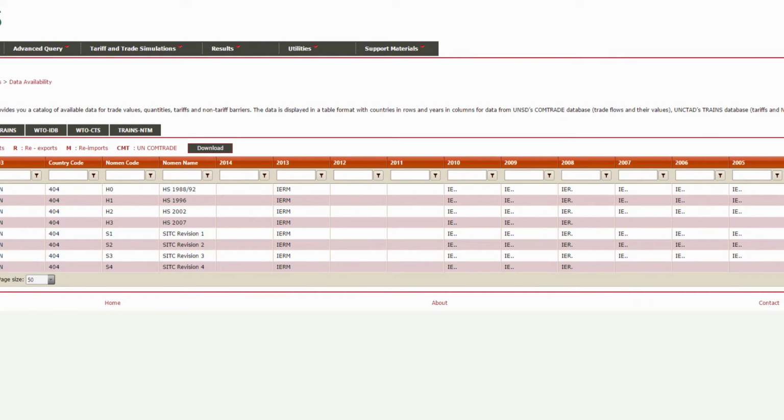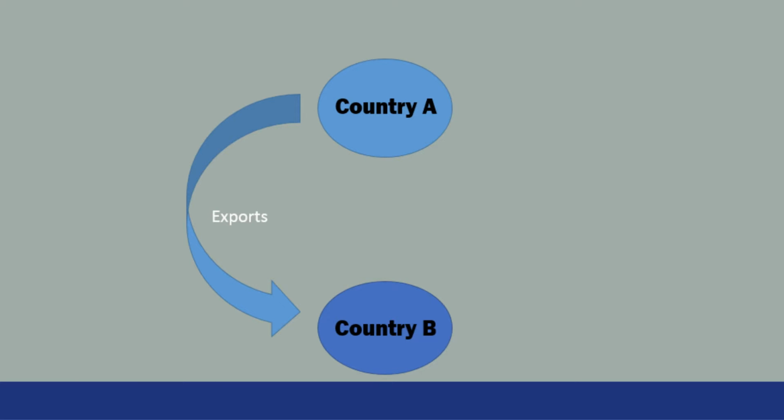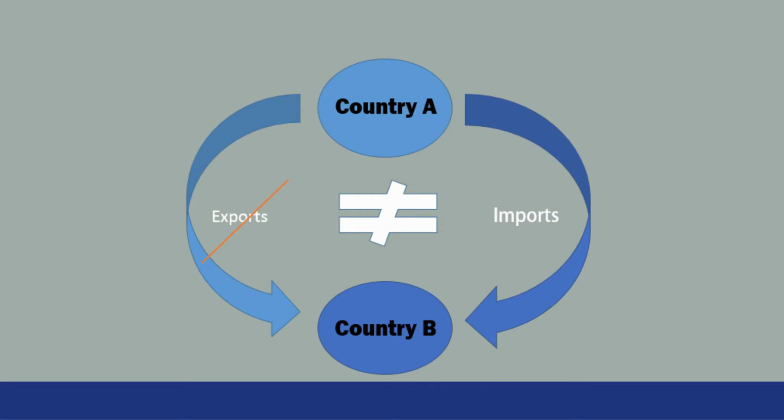In some cases, mirror data can be used. If export data for country A is missing, you may be able to use import data from country B as a proxy for country A's exports to country B. In theory, country A's exports to country B should be equal to country B's imports from country A. However, this is not the case, as there are key differences in the way that import and export data are measured, and therefore you must be particularly careful and consistent when using mirror data.